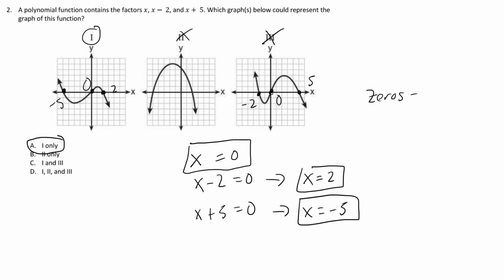Big key here is that zeros is x-intercepts. And remember, an x-intercept is something with a number and a 0 as its coordinate.